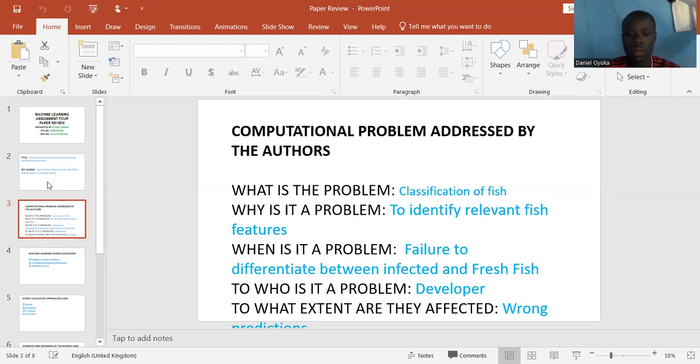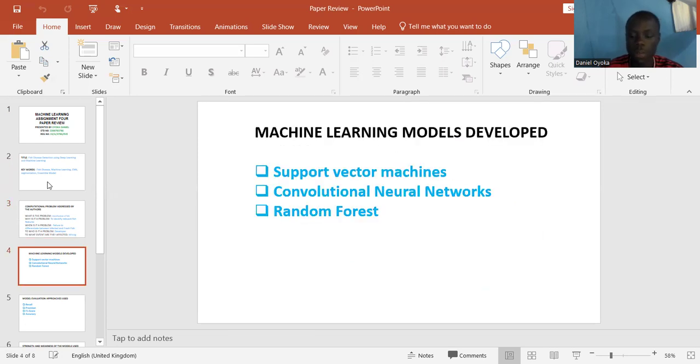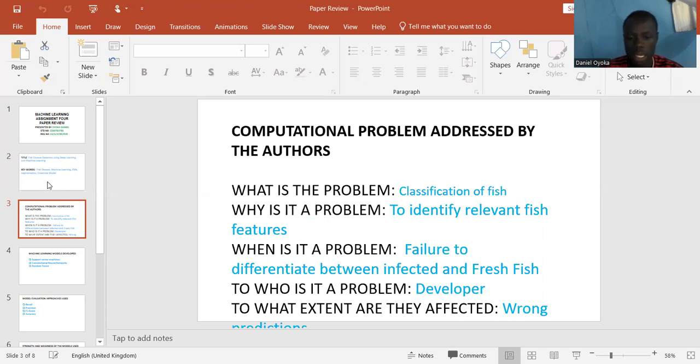And why is it a problem? Well, it's to identify relevant fish features which are to be used when classifying the fish. And when is this a problem? Basically, it's failure in differentiating between affected fish and fresh fish. And to whom is it a problem? The developer of the module, and to what extent are they affected? Like, to give wrong predictions to them. Basically, that's it.